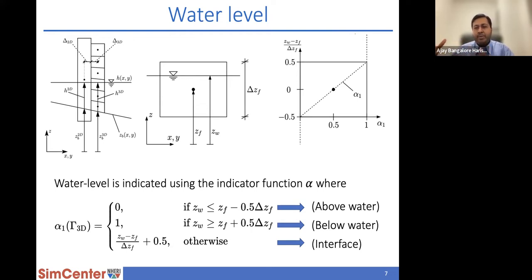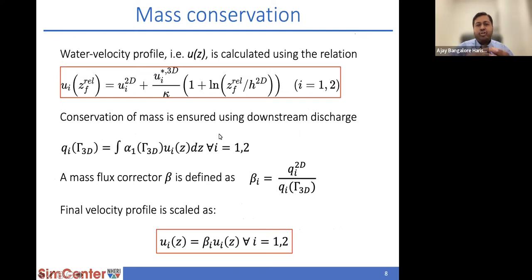And ambiguity comes in when there's a cell which is not completely filled, but partially filled. In this case, we use the volume fraction to define the fraction of water in that area. So once we are able to define if a cell has water or not, then comes reconstructing our 3D velocity from the 2D velocity.